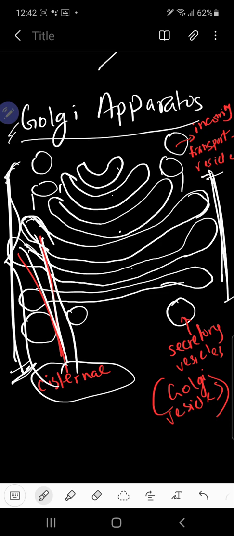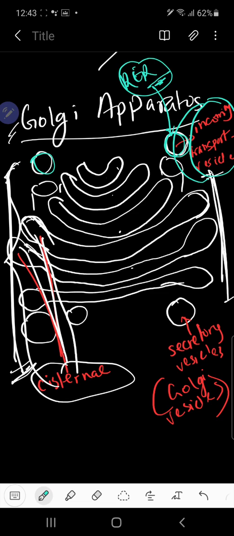Basically what happens is that there are certain incoming transport vesicles. These I'm marking as blue. These are the incoming transport vesicles which are transported from the rough endoplasmic reticulum. I've covered the rough endoplasmic reticulum in one of the previous videos, so you can check it out. The rough endoplasmic reticulum has ribosomes on its surface, and these ribosomes synthesize different types of proteins. The main function of ribosomes is protein synthesis. It transports these proteins with the help of these incoming transport vesicles.